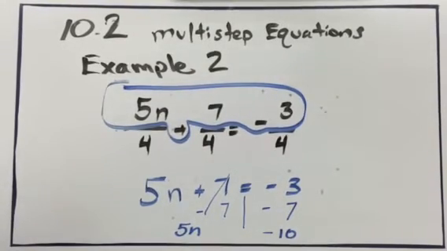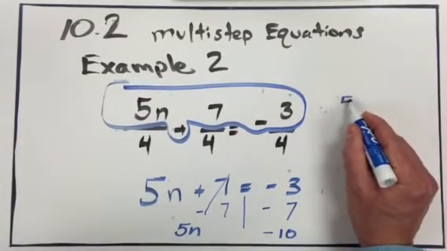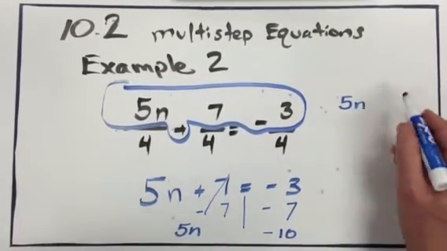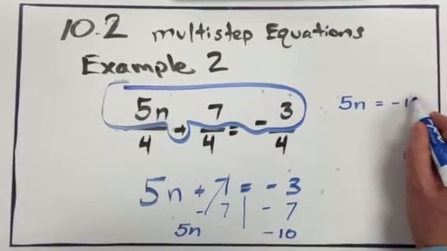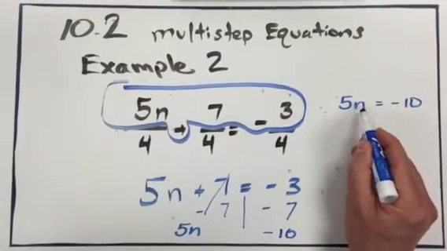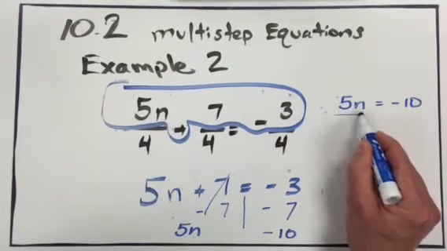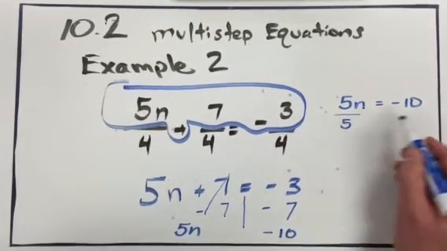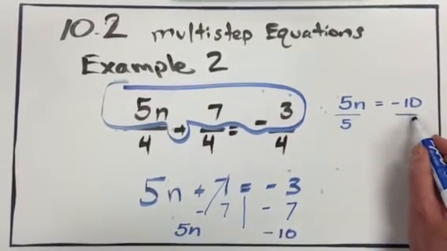So we still have another step to solve this. So I'm going to slide it over here. I'm going to rewrite what we have so far. We have 5n, and we have our fence, which also means equals, negative 10. So 5 times something equals negative 10. Okay, to undo this, we would have to divide both sides by 5. Doing the inverse operation of what is happening to the variable.